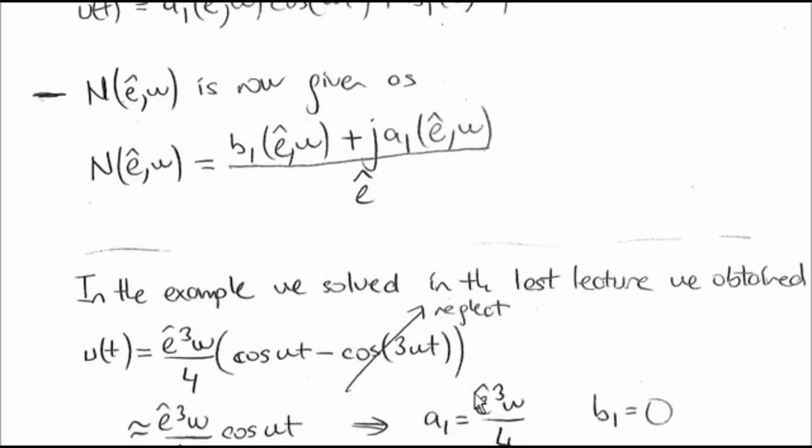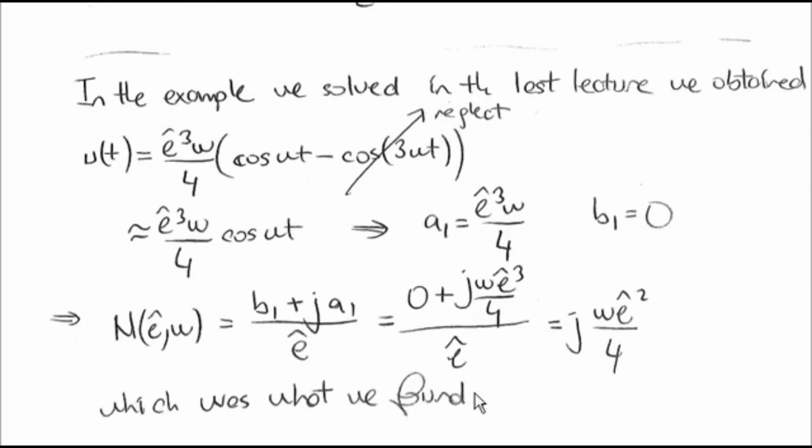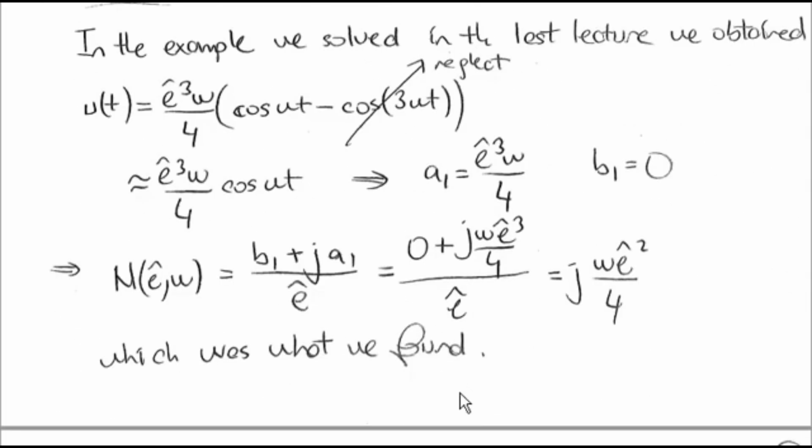So let us remember the example that we have solved in the first lecture. In that case, we have calculated the output of the nonlinearity to the input E hat sine omega t like this. So U of t was a constant here times cosine omega t minus cosine 3 omega t. So we are basically neglecting here this higher order term due to the low pass characteristics of the linear system, and then we end up with this approximate output.